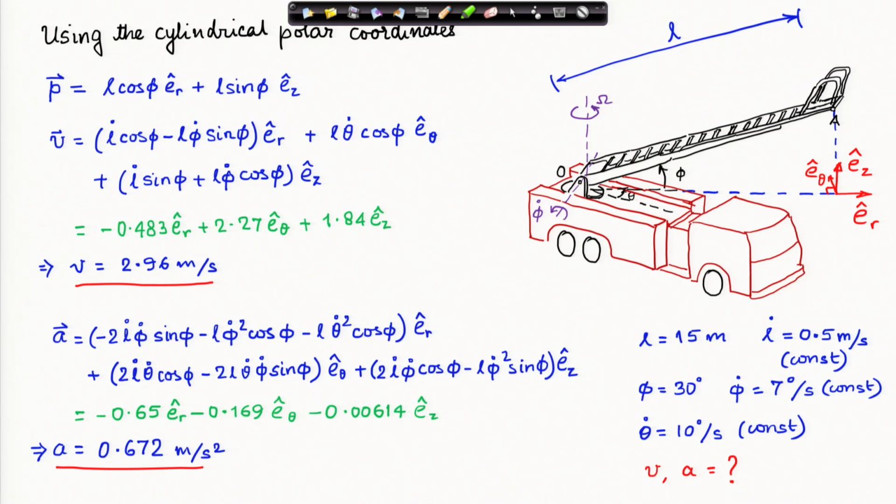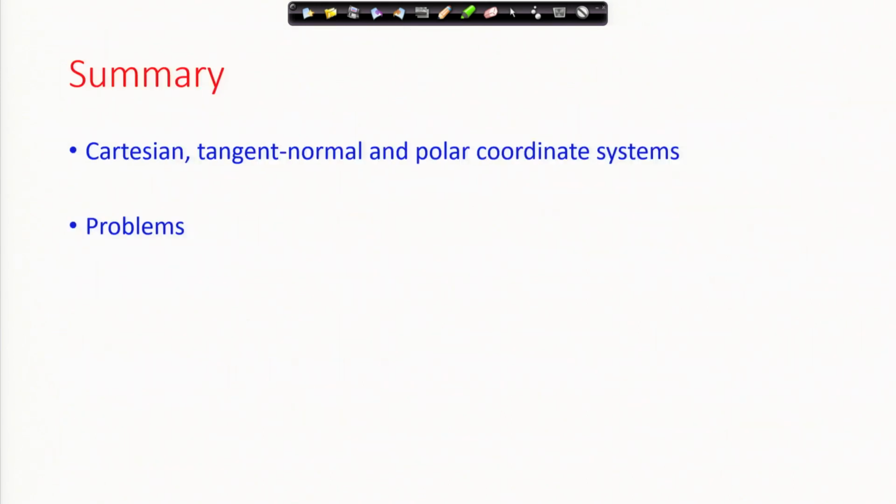So, that completes this problem, finding out velocity and acceleration of the point A at the end of the ladder. To summarize, we have discussed the Cartesian, tangent normal and the polar coordinate systems both in 2D and 3D, and we have discussed some problems. So, with that I will close this lecture.